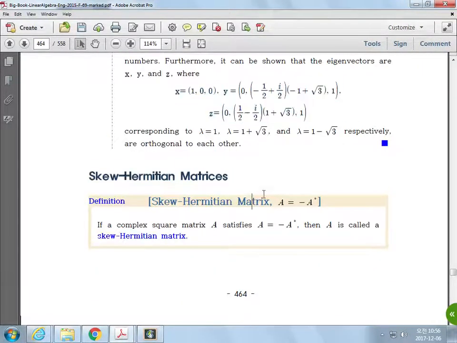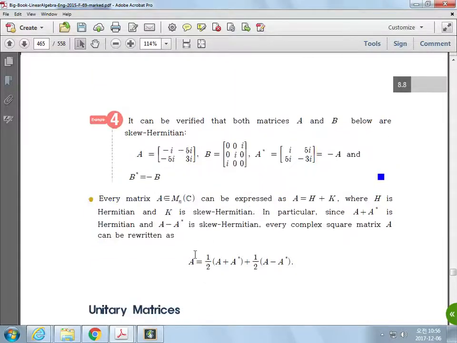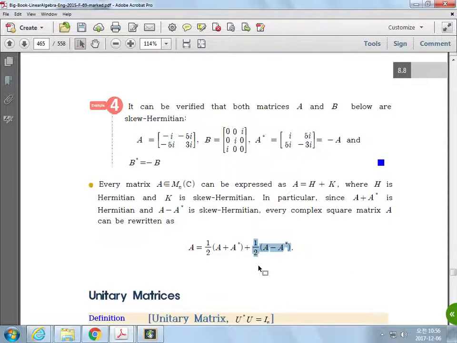And skew Hermitian: if A is equal to minus A star, then we call it skew Hermitian, like a skew symmetric matrix. With this, every matrix can be written as the sum of the Hermitian part of the matrix and the skew Hermitian part of the matrix, like what we saw for the skew symmetric matrix and symmetric matrix. So everything that you have learned for real matrices is generalized in the complex matrix setting.